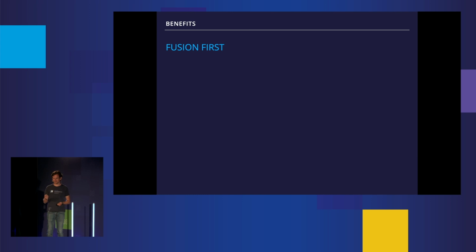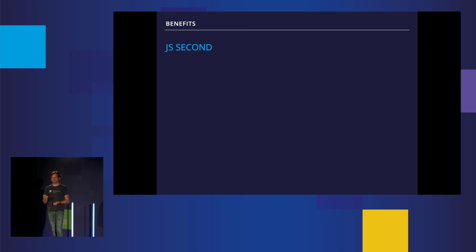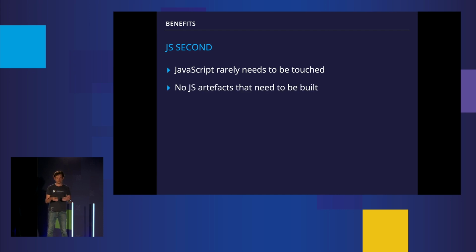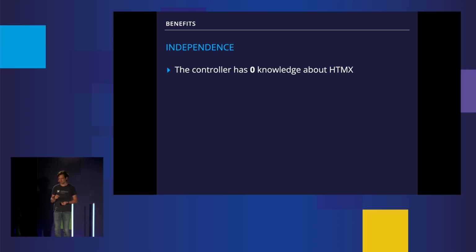We are Fusion first, so everyone knows how to modify Fusion. When features are implemented, we can later make them fluffy, as I explained before. We have the context-sensitive dialogues. JavaScript is second place. We rarely need to touch it because we only have those two event handlers. That's basically it, and a bit of inline script. There's not so much else to do in, I guess, most use cases like that. We have no JS artifacts. We are independent in most ways.